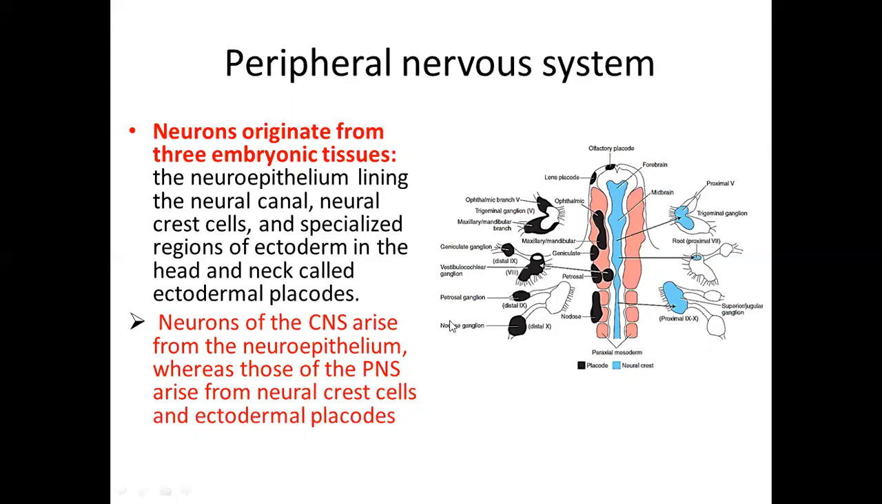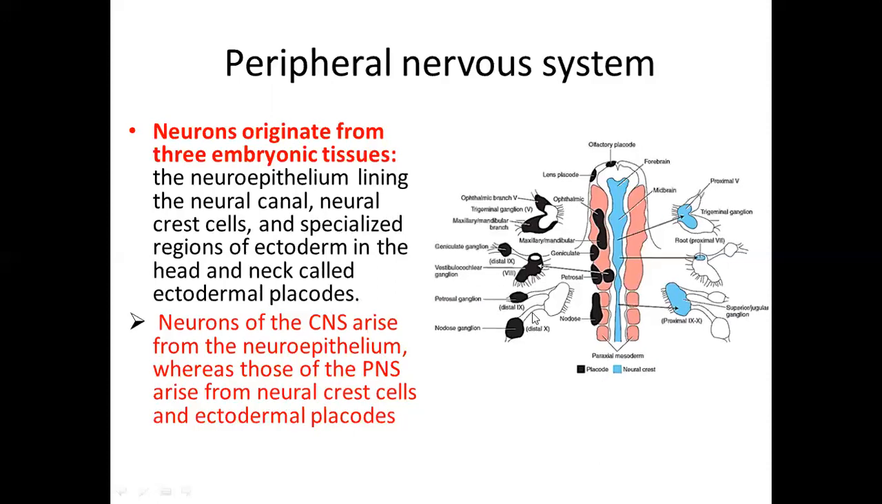Now the neurons of the CNS arise from the neuroepithelium, as we have seen that the neuroepithelium was transforming into the neuroblasts, the glioblasts and the ependymal cells, and then the rest of the variety of cells of the brain were derived from all these. This neuroepithelium is the sole source of the neurons of the central nervous system. But in the peripheral nervous system, the source of the neurons is the neural crest cells and these ectodermal placodes.